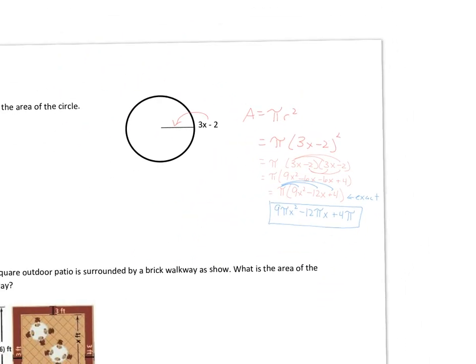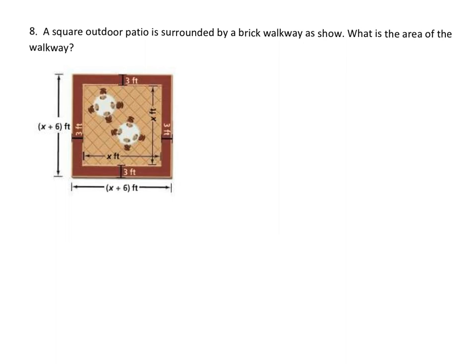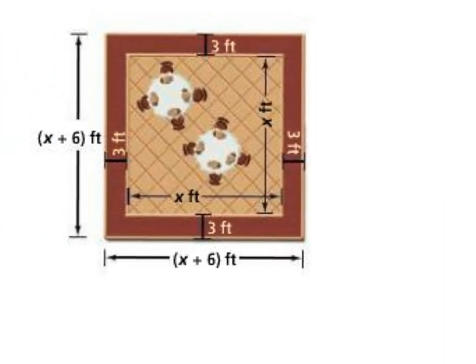Okay. All right, let's go down to the next shape here. It says a square outdoor patio surrounded by a brick walkway is shown. What is the area of the walkway? All right, so if we kind of zoom in here a little bit, okay, so this guy right here, everything on the inside, this is all your patio. Obviously, they got tables and everything in there. Then this red part right here is your walkway, okay? So what this is, it's an outside shape, and I need to subtract out the patio. So I'm going to take the big shape minus the inside or small shape, okay?